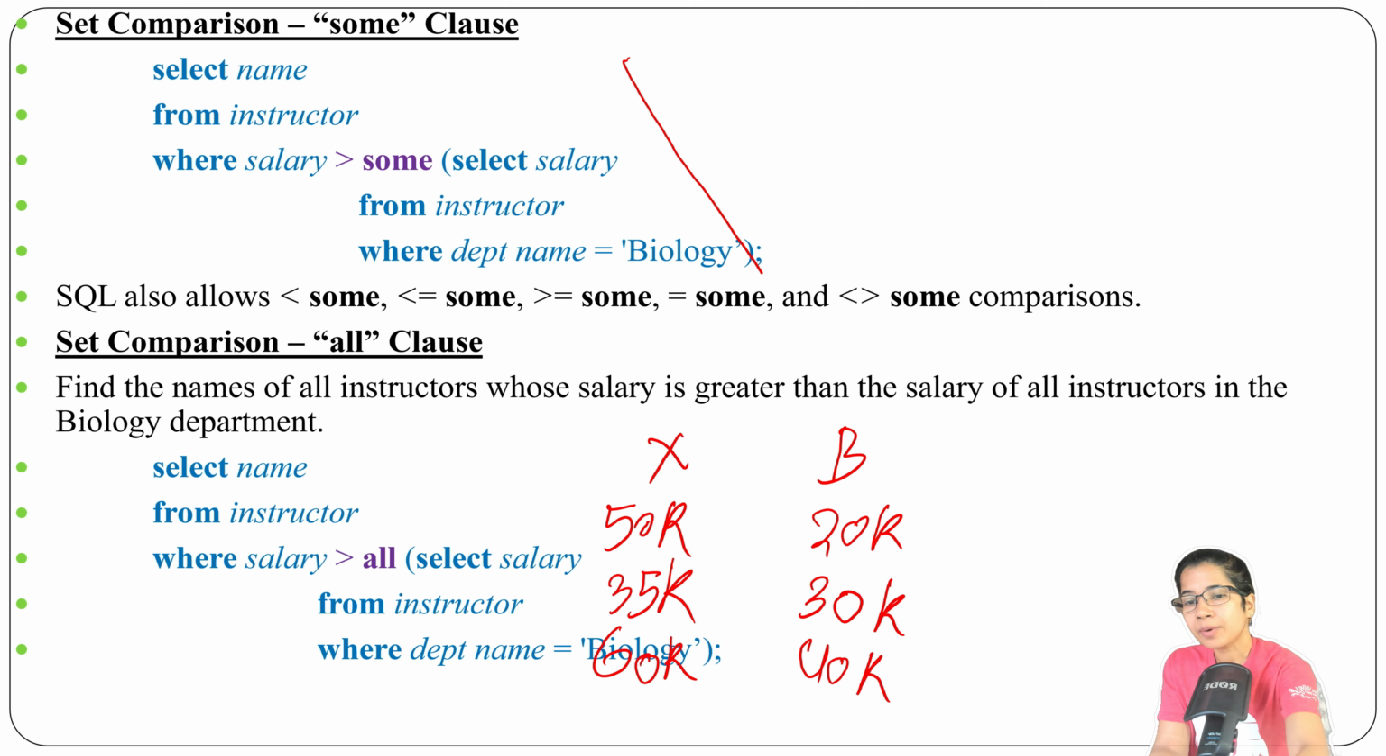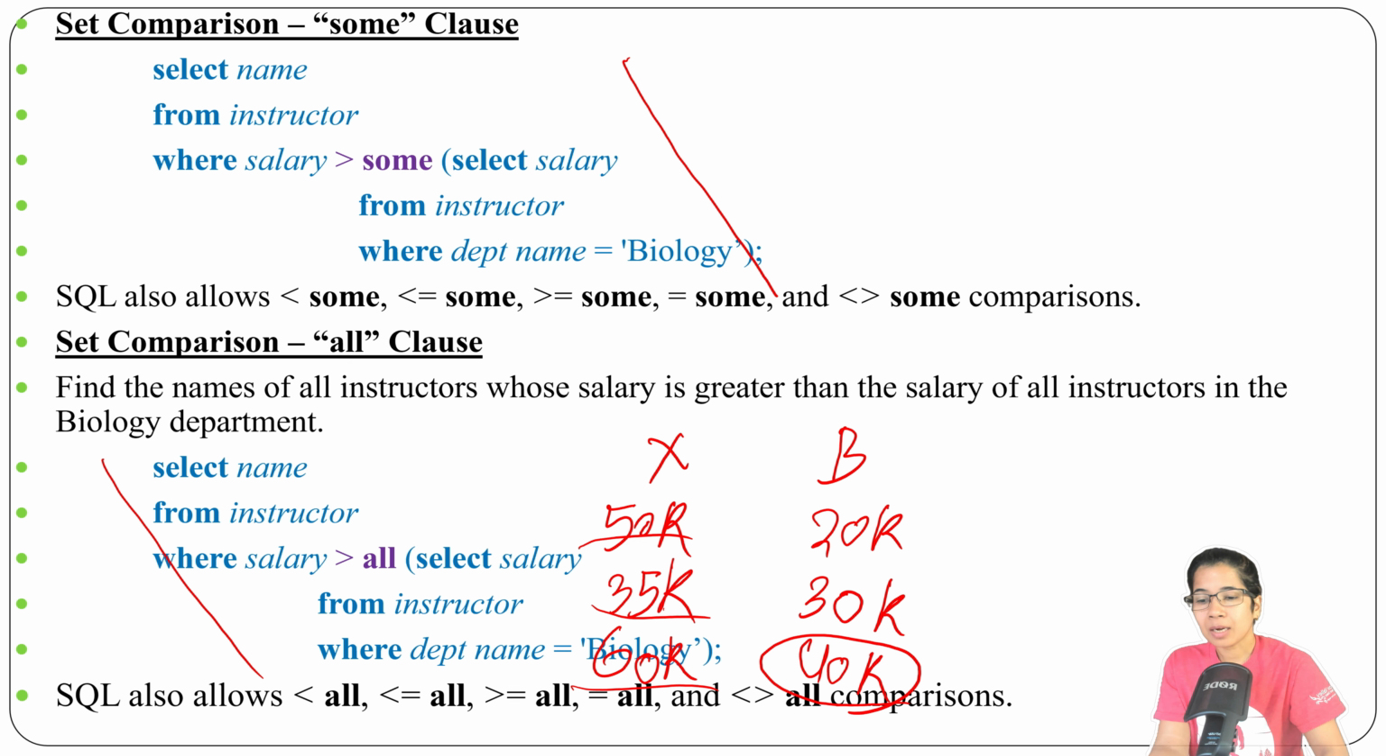Now according to the first query, it will show output as 50k, 35k, 60k, as 35k is greater than 20k, and this is biology department instructor salary. Now according to this query, it will show only 50k, 60k, as in biology department there is an instructor whose salary is 40k. So SQL allows us using less than all, less than equals to all, greater than equals to all, equals to all, and less than greater than all comparison, like some.